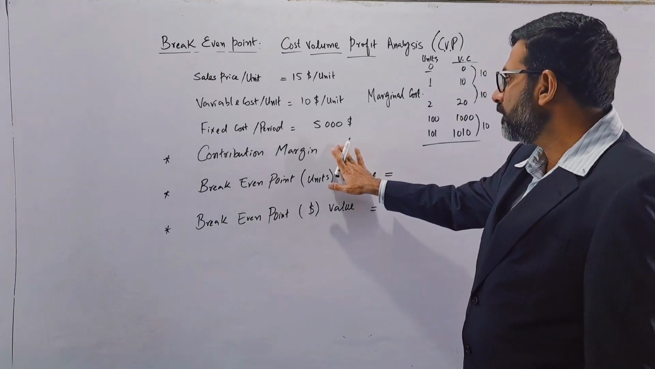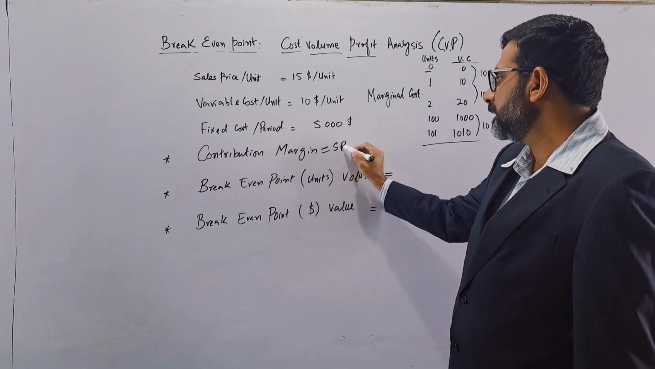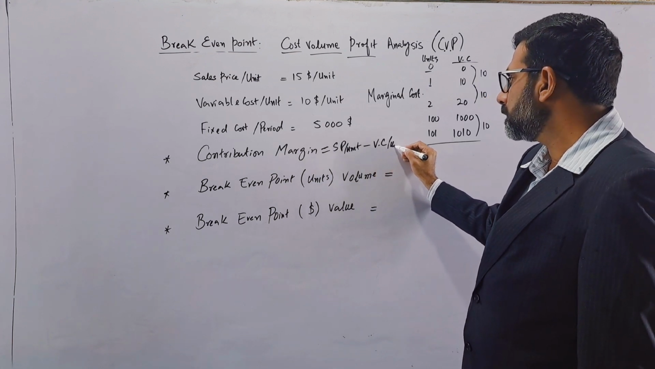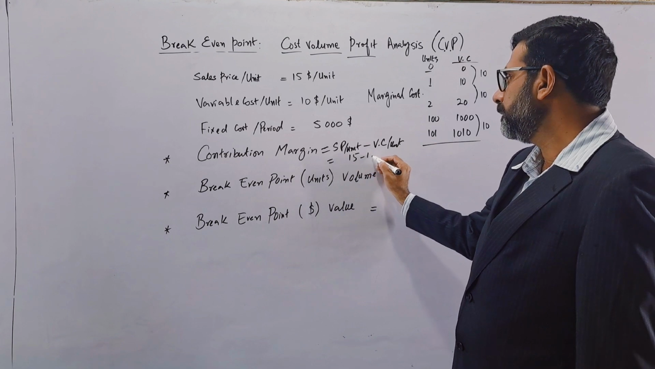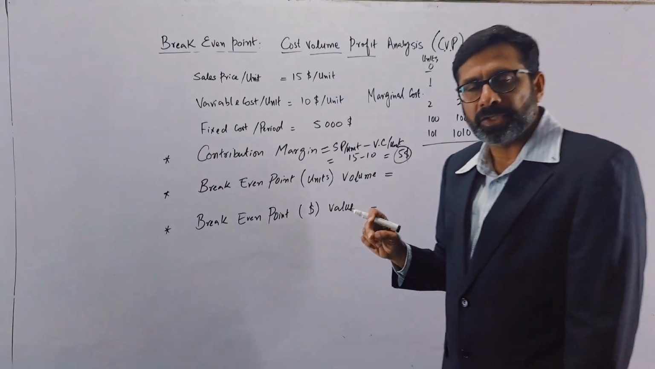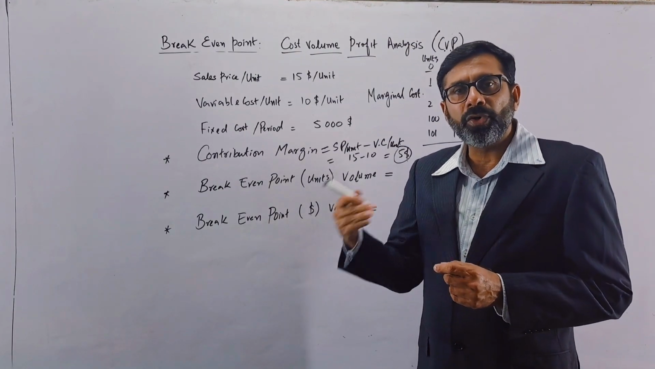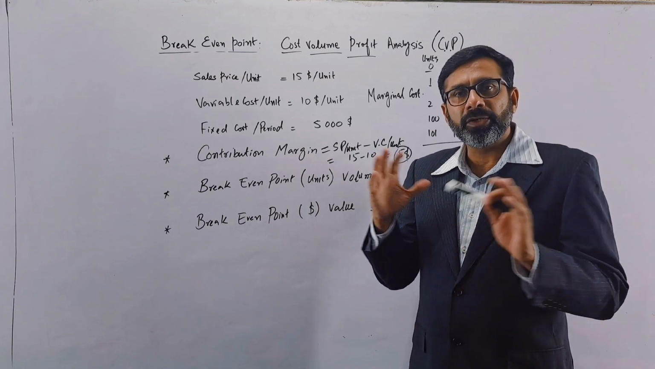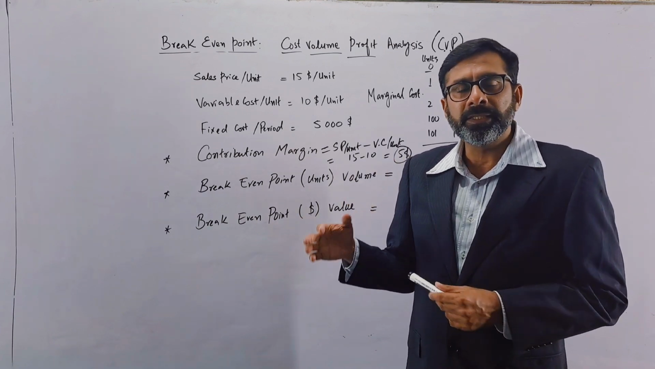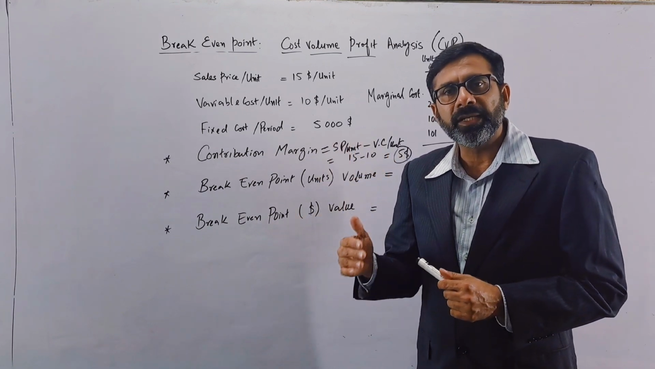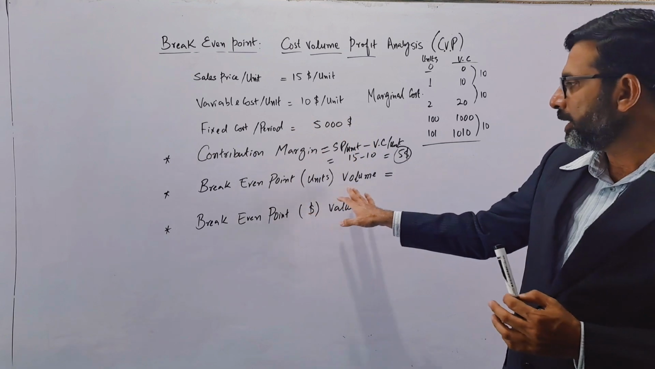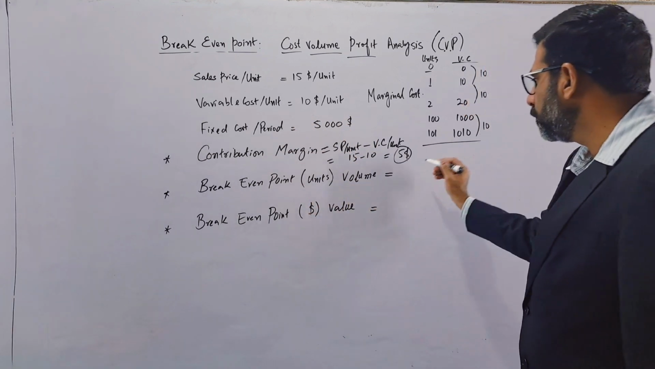It is a simple formula: the sale price per unit minus the variable cost per unit. So 15 minus 10, and the answer is $5. This is the contribution margin. If they sell 1 more unit, it contributes $5 to the total profit, which means with every 1 more unit sold, the total profitability of the company increases by $5. That is the contribution margin. The break-even point we have already calculated in number of units, the volume. The formula was very simple.